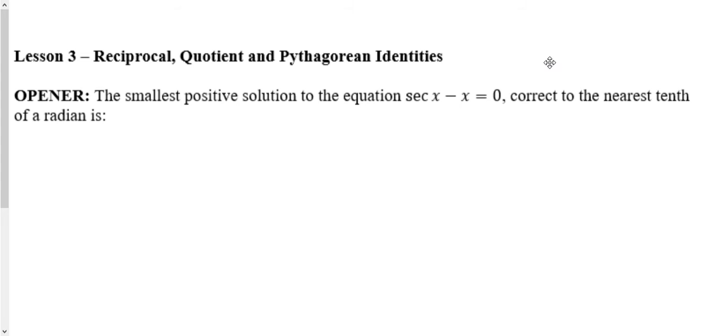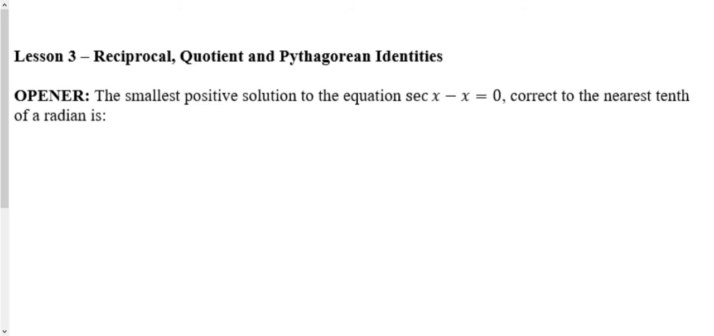Before we get into today's lesson, let's solve this question here, our opener. This is just a quick reminder of how to use your graphing calculator from last lesson. It says here you're looking for the smallest positive solution to the equation secant x minus x equals 0, corrected to the nearest tenth of a radian.